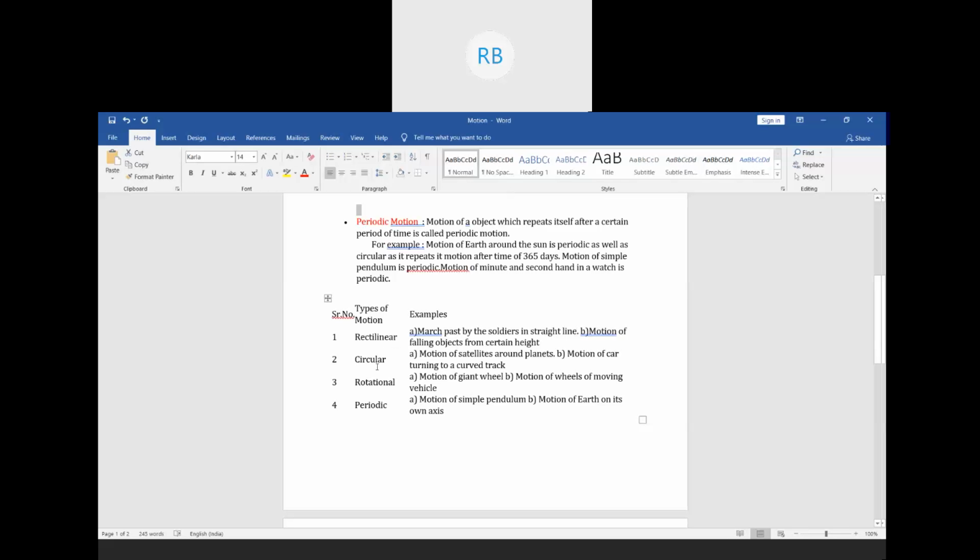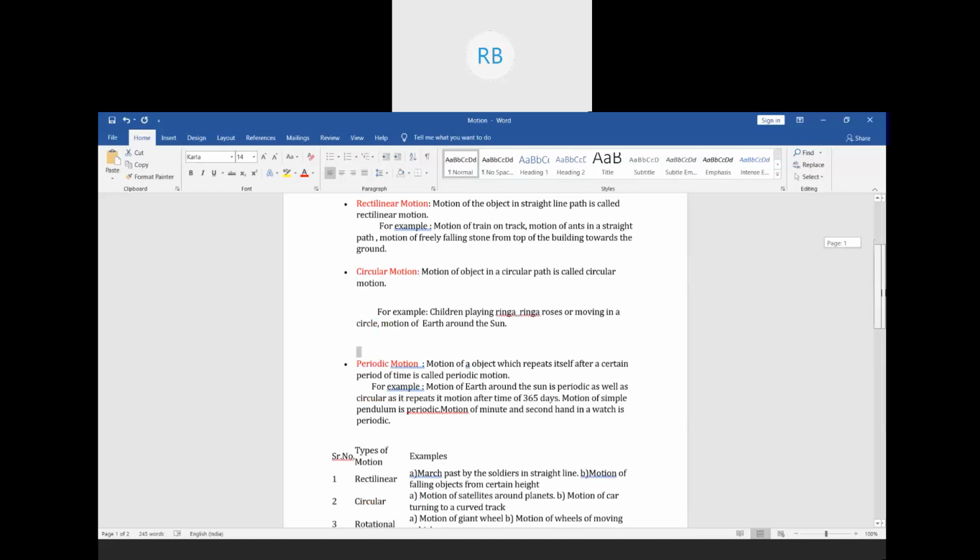What is the meaning of satellite? Something that revolves around the planet, sir. Yeah. There is artificial satellite and natural also. Okay, circular path, rotational, motion of a wheel. Okay, then periodic, motion of a simple pendulum. You have seen, na? In the clocks there is a bob which does to and fro motion. Seen, no? Yes, sir.